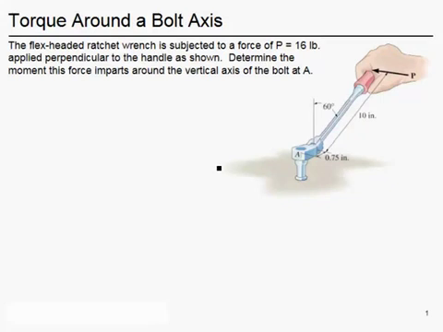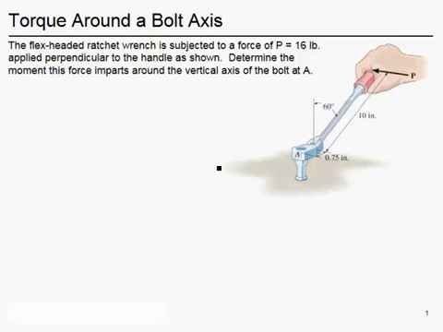In this problem, our goal is to determine the amount of torque generated around the axis of a bolt. And we're generating that torque using a force applied to this flex-headed ratchet wrench as shown in the figure. So the wrench is oriented the way it's shown with the 60-degree angle from the vertical. We've got a force applied perpendicular to the arm of that wrench. And the question is, what is the torque around the axis of the bolt?